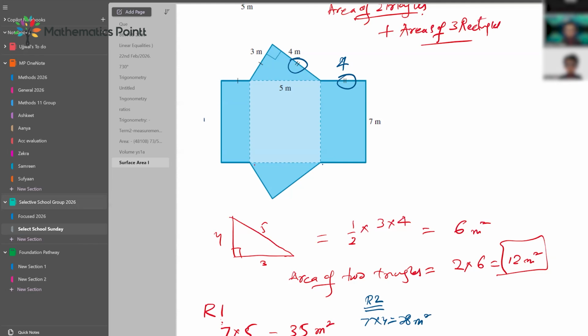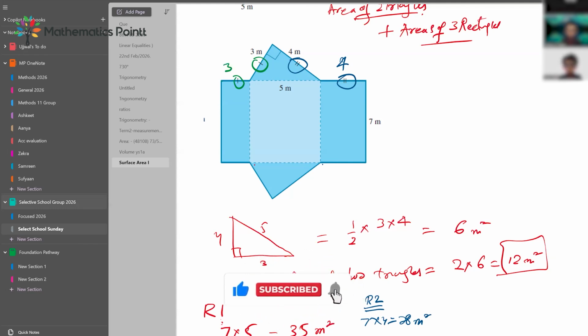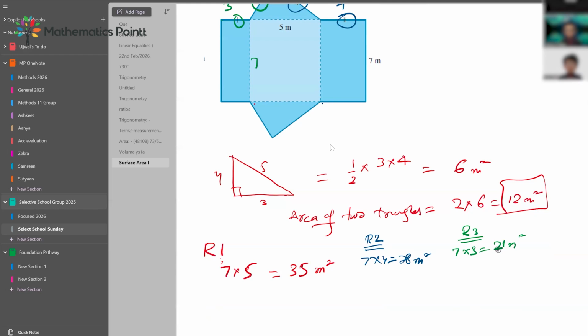I'll change the color, and you see here, you've got two cuts here. 3. So this is 3 now. And this is 7. So rectangle 3 is 7 times 3, 21 meters square. And now I've got everything that I need.